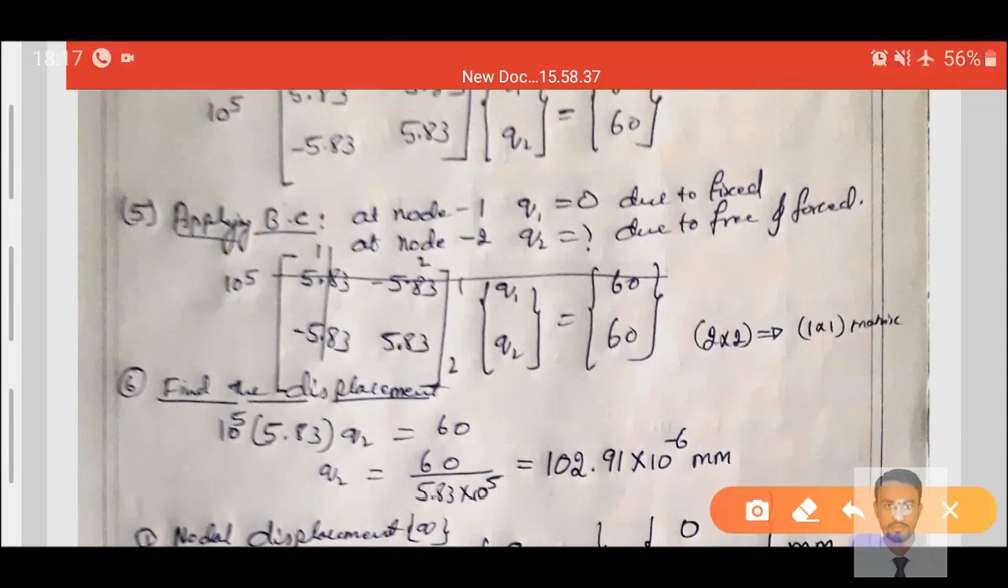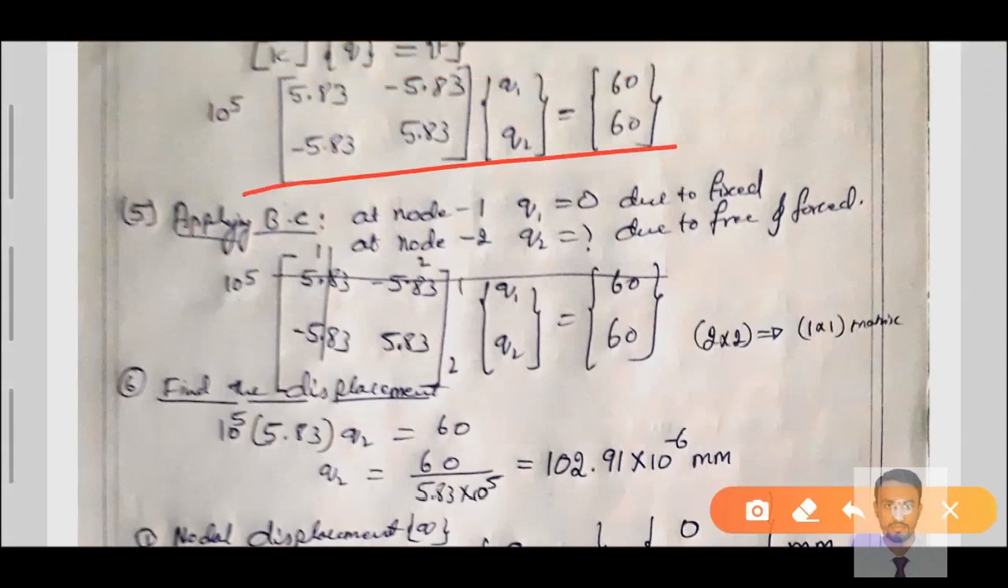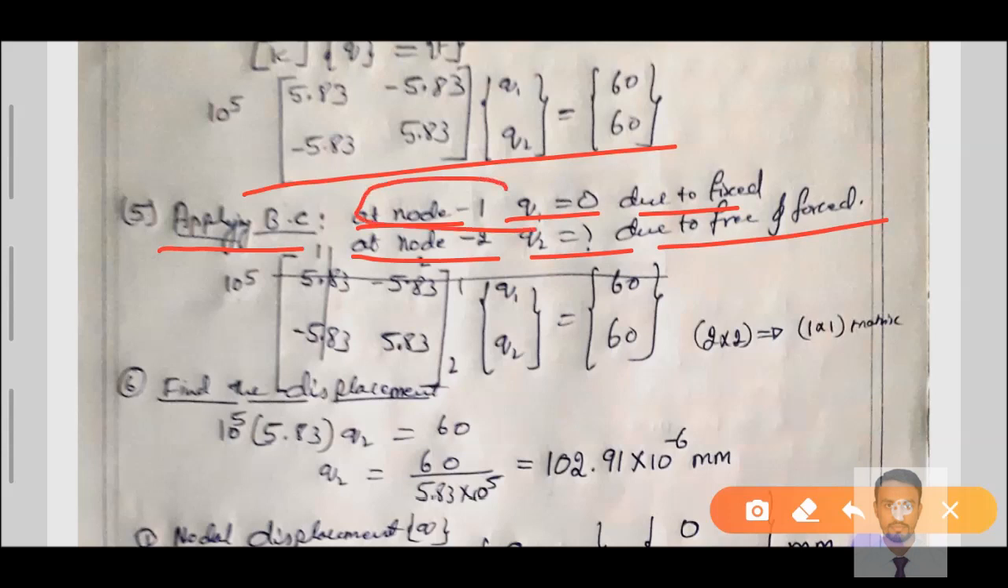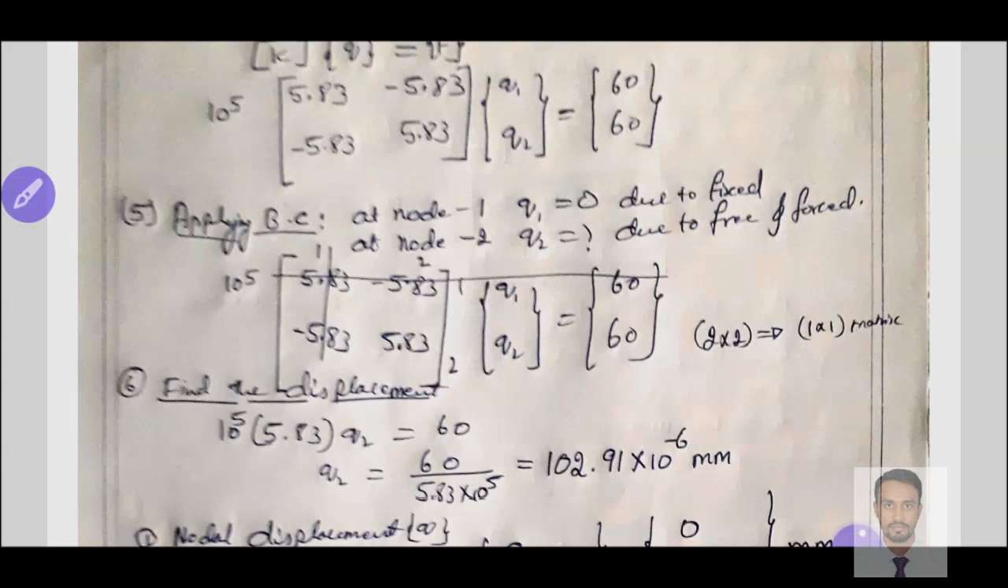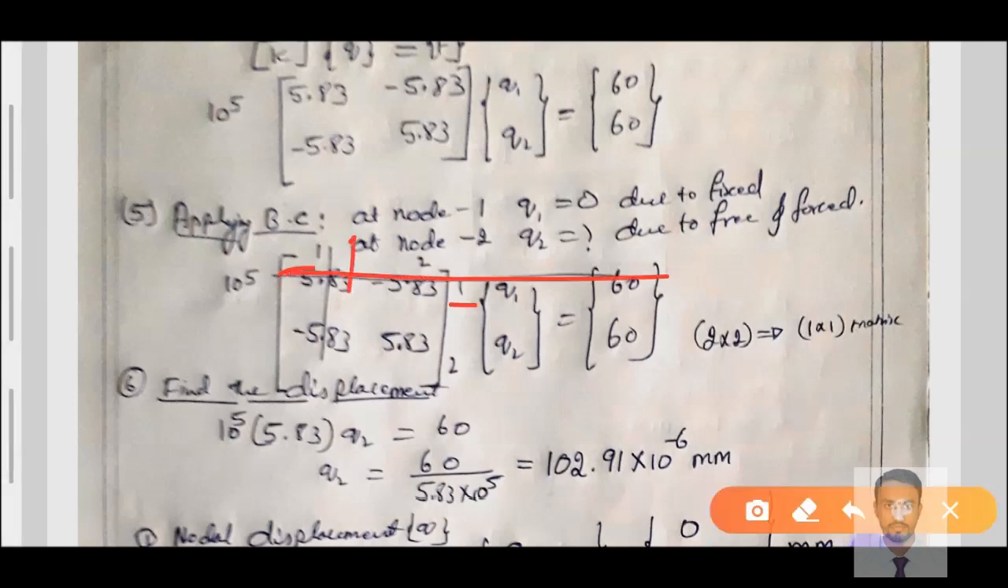Now, after getting the equilibrium equation, we know that this is a generalized equation. Now we'll apply the boundary conditions for the given problem. Node number 1 is fixed, so q1 equals 0 due to the fixed support. At node number 2, q2 is unknown, due to it being free and forced. Due to the condition q1 equals 0, we'll remove the first row and first column of the element. This one is the first row and first column, which I have eliminated.